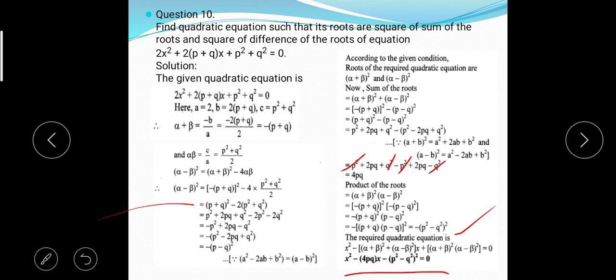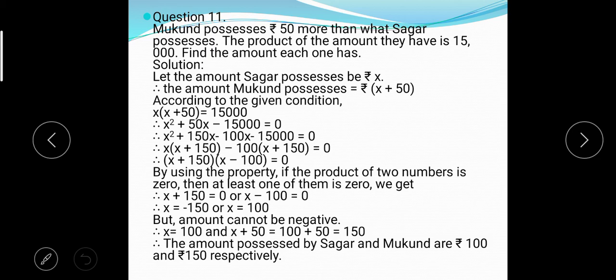Okay students, very simple. Next, Mukund possesses rupees 50 more than what Sagar possesses. The product of the money they have is 15,000. Find the amount each one has. Very simple, this is a word problem. First, let the amount Sagar possesses be x.